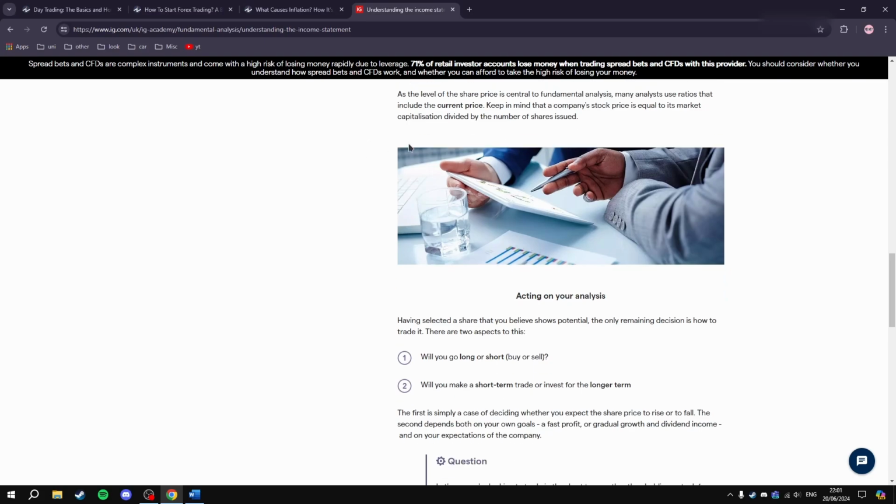As the level of share price is central to fundamental analysis, many analysts use ratios that include the current price. Keep in mind that a company's stock price is equal to its market capitalization divided by the number of shares issued.